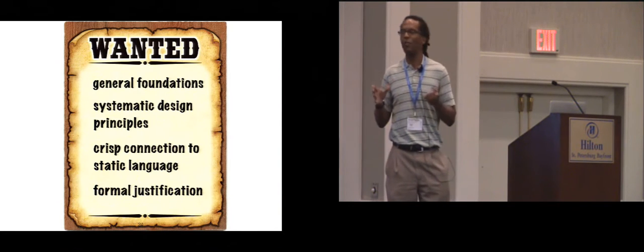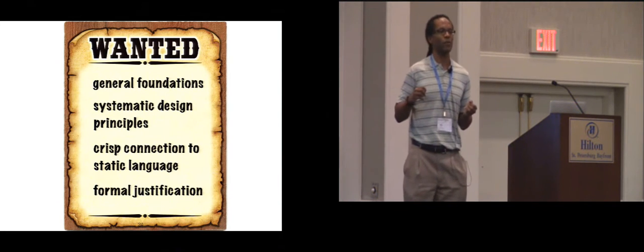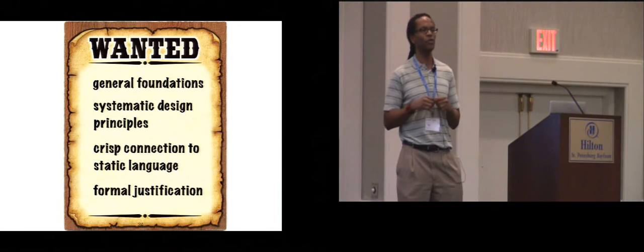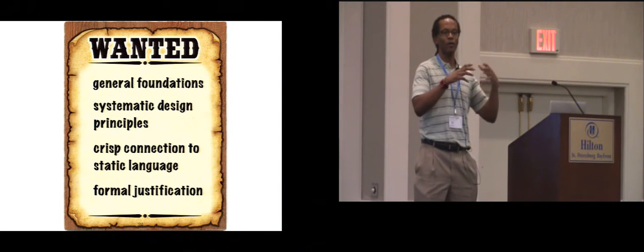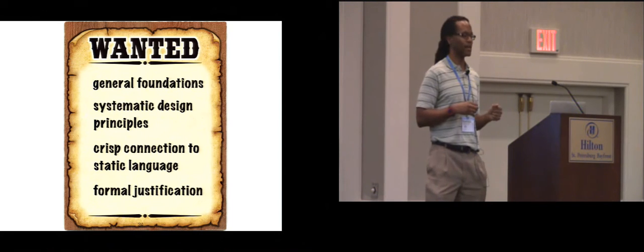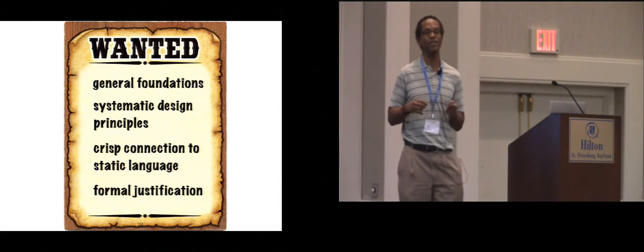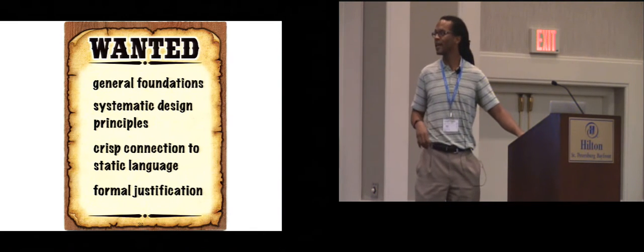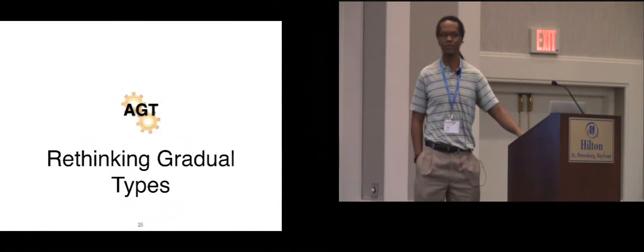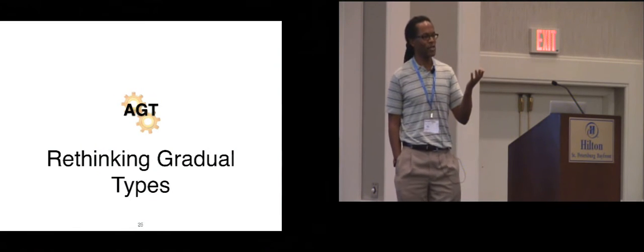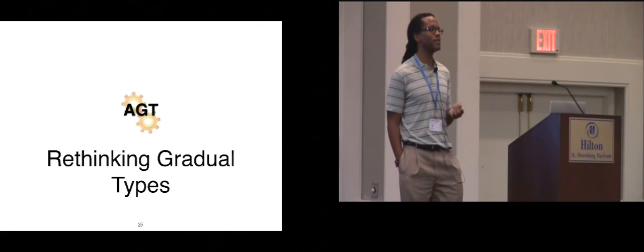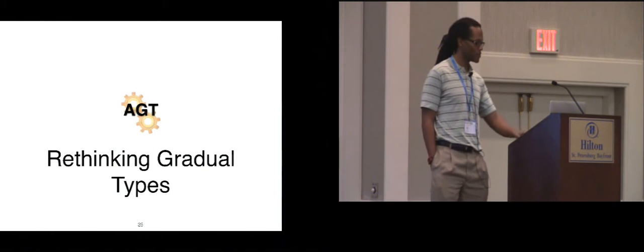So what we ultimately want are some general foundations for gradual typing that would allow us to systematically design new gradual type systems with respect to an existing static type discipline and have a crisp connection to that underlying language which can be formally justified. And we feel that AGT is a step in that direction. The way that AGT works is that we go back to the original foundations of gradual typing and revisit the notion of gradual types themselves.